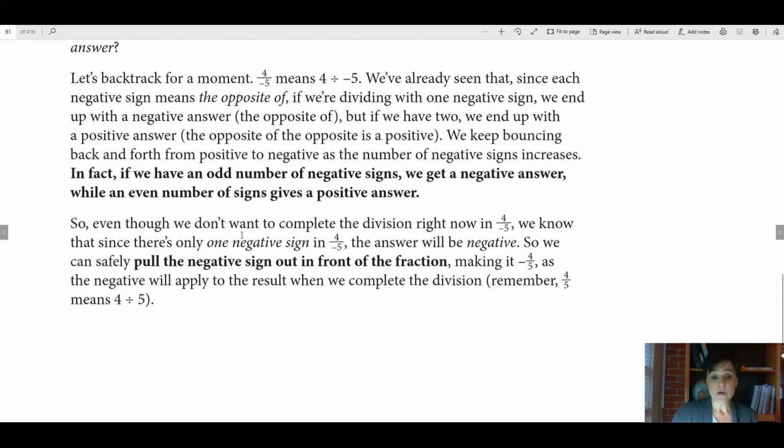So even though we don't want to complete the division right now in 4 over negative 5, we know that since there's only one negative sign, the answer will be a negative. So we can safely pull the negative sign out in front of the fraction like this. Now if there were two negatives, it would be a positive, but we know there's only one, so that's odd, so the answer is going to be negative, so you can just pull it out in front of it, making it negative 4/5, as the negative will apply to the result when we complete the division. Remember, 4 over 5 means 4 divided by 5.